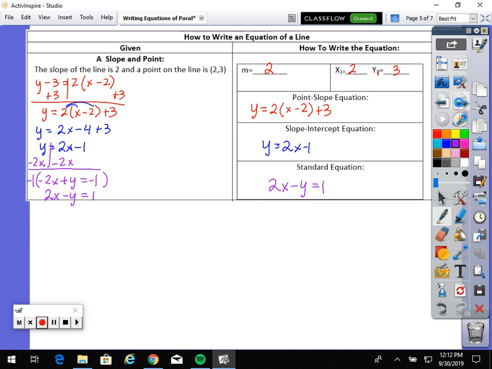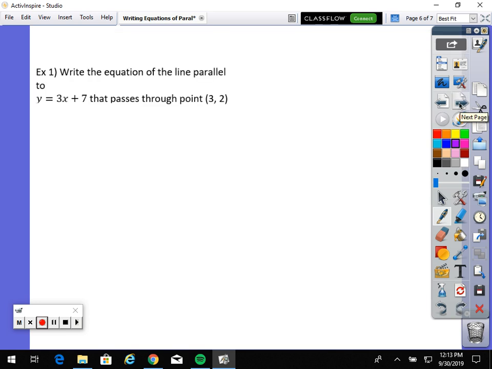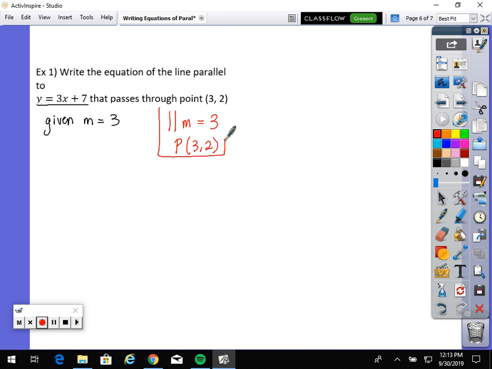So now we're going to do that and write it parallel to whatever is given to us. So our line that's given to us is y equals 3x plus 7. So the given slope is 3. And since the lines are going to be parallel, the parallel slope is also going to be 3. And then the point that they gave us is (3, 2). So I'm going to be using this information in red to write my equation in point slope, write my equation in slope intercept, and then write my equation in standard.